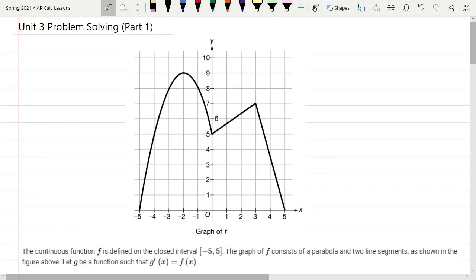Alright, welcome to the Unit 3 Problem Solving Part 1 video. Now, it's unusual for me to do a video for the problem solving because normally we're just trying to put together the concepts that you've already looked at up to that point in the unit.